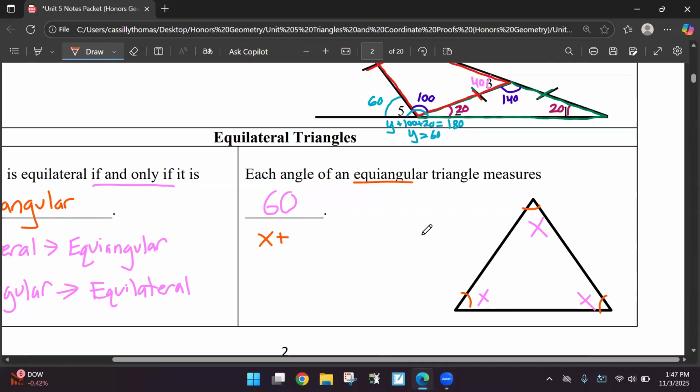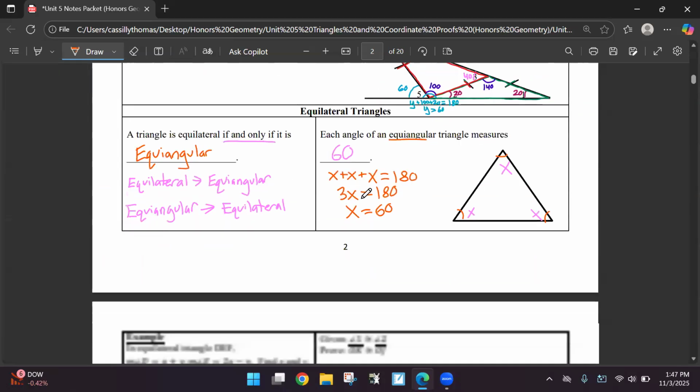Let's just say x plus x plus x equals 180 degrees. There's that triangle sum theorem. And then we're just going to do a little bit of algebra from here. 3x, combine your like terms. 3x is 180. Divide both sides by 3. You're going to have x equals 60. All right, so there are your equilateral triangles.